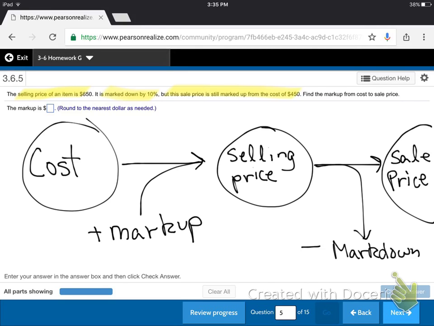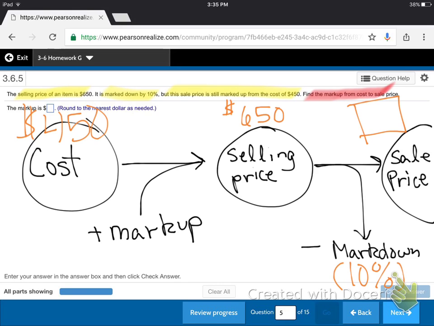We're going to need this information because it's asking us for a lot here. So let's label what we know. The selling price is $650, highlighted in yellow. It's marked down by 10%. We're trying to find the sales price, and we need it because of the question being asked: find the markup from cost to sales price. I'll highlight that in red. This is really the important part. So I need to know the cost and the sales price. I know cost is $450 because it told us that, highlighted in yellow.